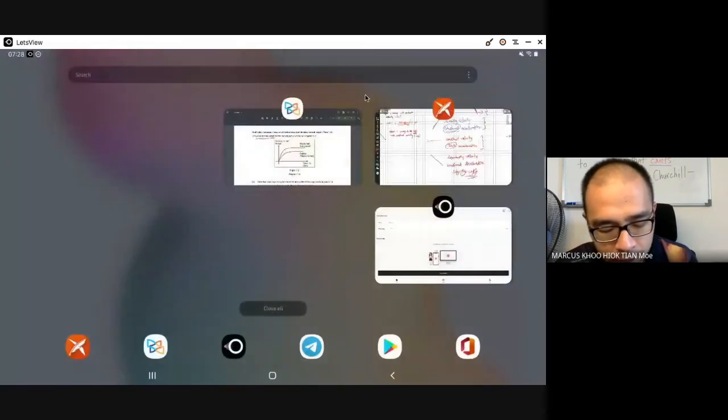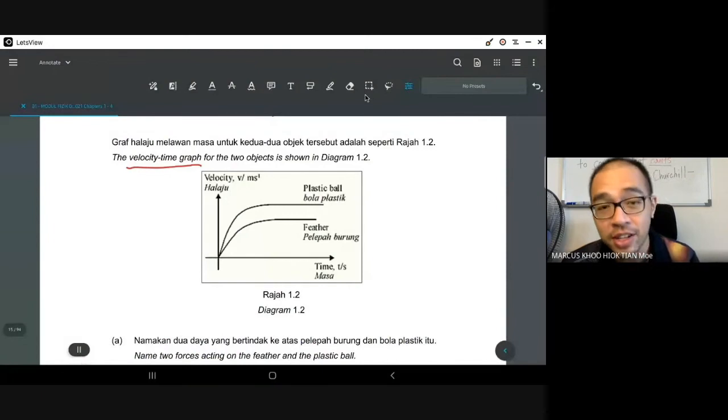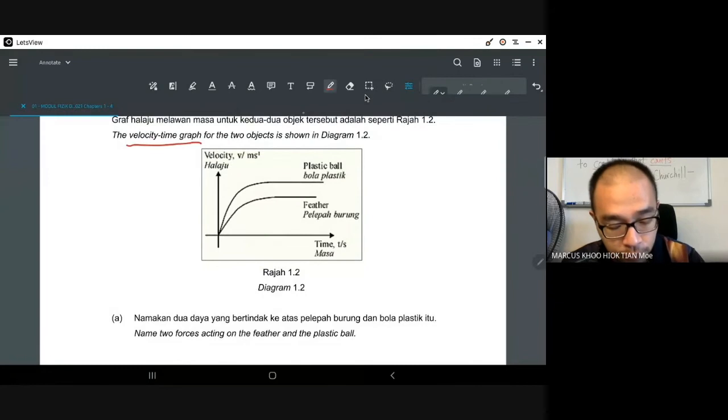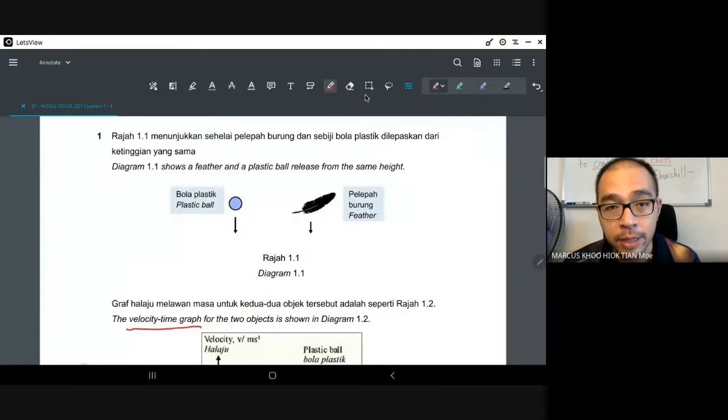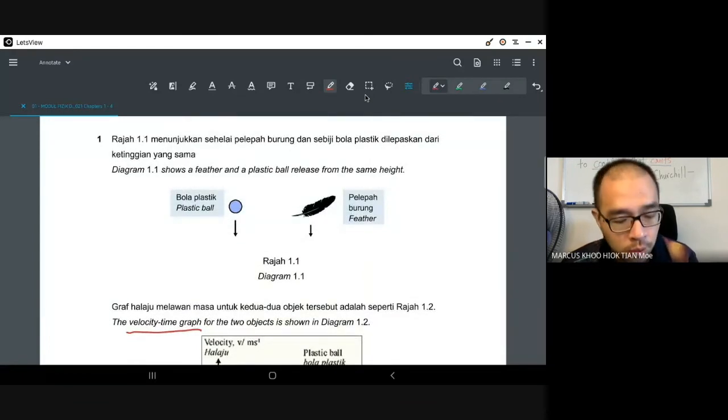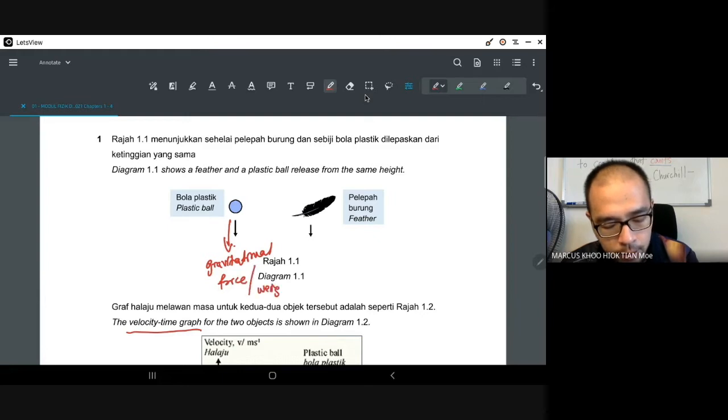Now, finally, coming back to the question. This is a velocity time graph, but a little bit weird lah, because there's this curve over here. First of all, name the two forces acting on the feather and the plastic ball. This is a very natural one. The force going downwards will be gravitational force, otherwise known as weight. And then if there's a force downwards, there will be a force upwards. Naturally the force upwards will be air resistance.